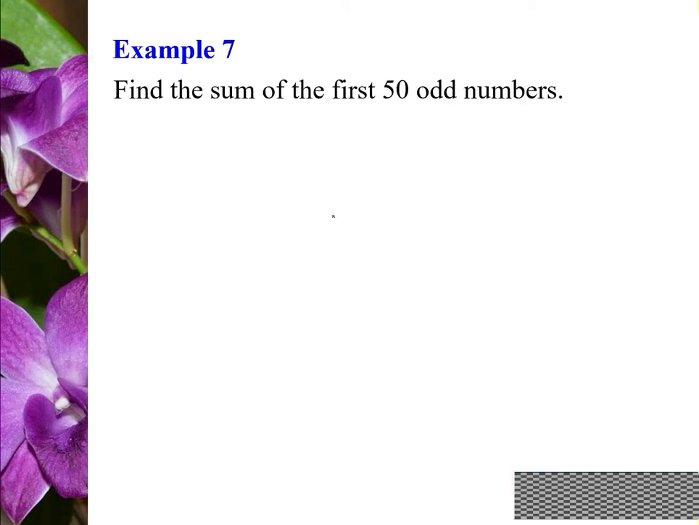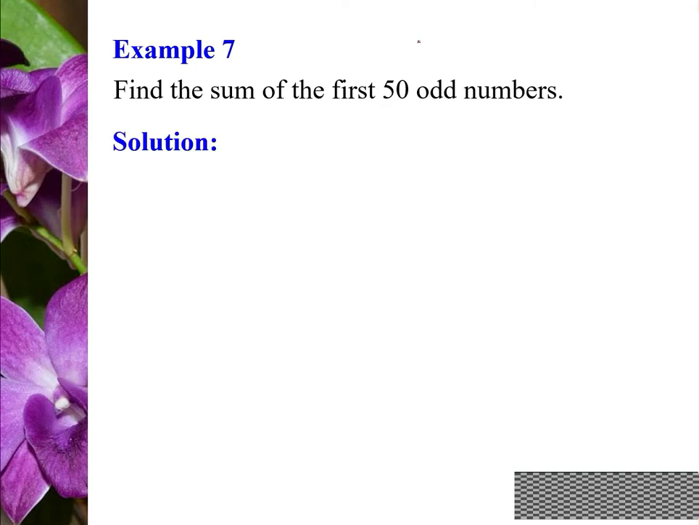Next question. Find the sum of the first 50 odd numbers. For this question, they did not mention whether this is an arithmetic sequence or geometric sequence or any other sequence. So do we know whether this is arithmetic or not? We don't know yet. So what we should do is list down the first 50 odd numbers. Well, you can also list down the first few, maybe the first 3 terms, and see whether this is an arithmetic sequence or not.